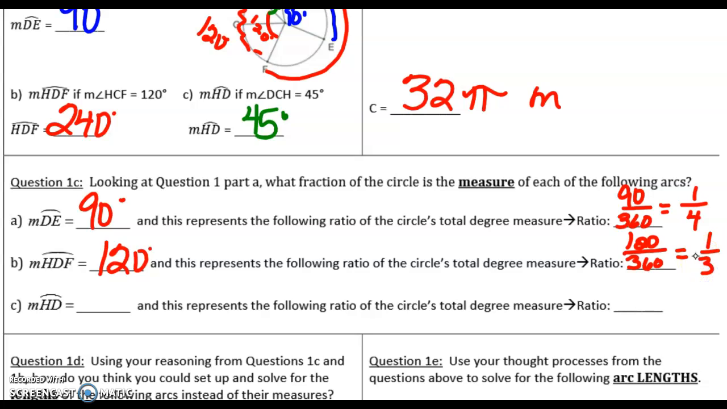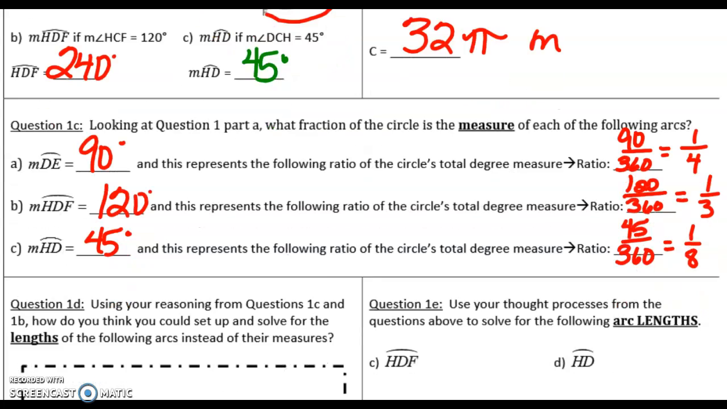And then finally here we had HG, and that was that 45 degree arc. And what is the ratio of that arc compared to the whole thing? That would be 1/8 of the circle.